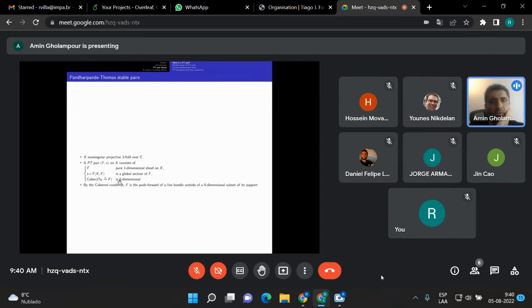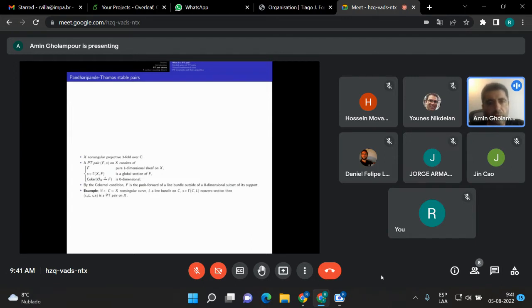So the meaning of the co-kernel condition can be interpreted as F is the push forward of a line bundle outside of a zero-dimensional subset of its support. So the support is a curve, so you can imagine a line bundle on the curve, then we push it forward into the threefold. So outside of a zero-dimensional subset, this sheaf is a line bundle.